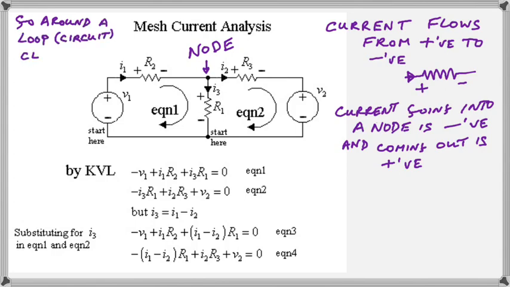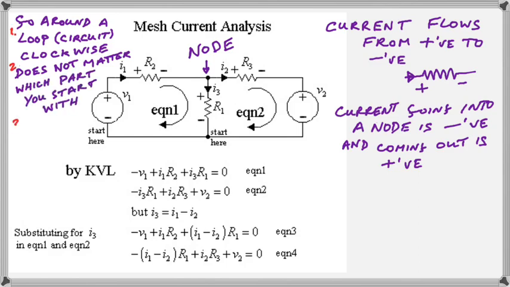Now you notice that we have two loops there, or circuits as they would be called, and we have two clockwise arrows marked equation 1 and equation 2. And when we go around that loop or circuit, we always go in the clockwise direction. That way we can be consistent. We need to be consistent, otherwise we will confuse ourselves.